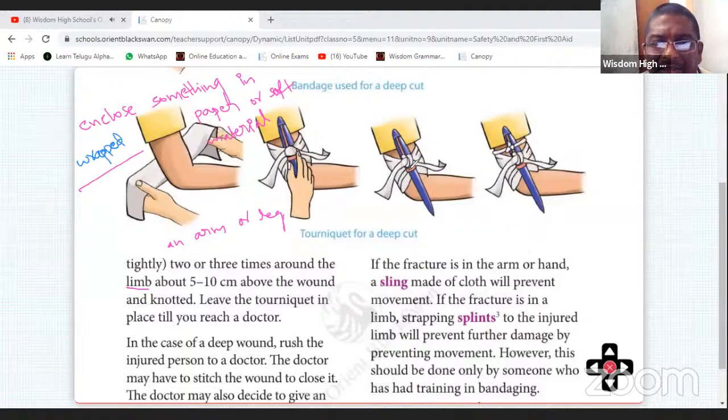Next, dear children, concentrate here. If there is a deep cut and blood bleeds continuously without stopping, then you can apply this tourniquet method. A tourniquet is used to cut off the flow of blood from the heart to the wound. Here you have to apply the wrap firmly. You apply a bandage over the wound 3 to 4 times, depending upon the wound and the bleeding. Now you can identify and understand.